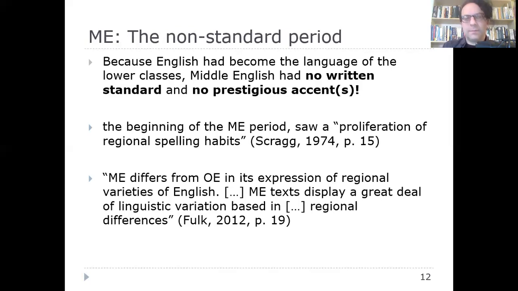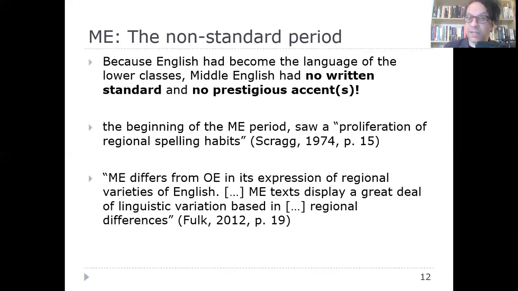Right, and this means that we never had a standard form. We never had a prestigious form of English in the Middle English period. Because English had become the language of the lower classes only, Middle English couldn't have a written standard. Most writing took place in Latin and French at first, and English itself only gradually became an important language again, but it didn't have a written standard, and there were no prestigious accents or anything like that.